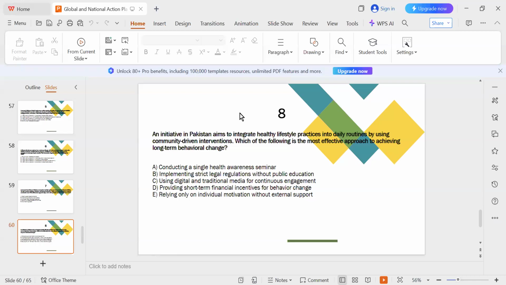A. Conducting a single health awareness seminar. B. Implementing strict legal regulations without public education. C. Using digital and traditional media for continuous engagement. D. Providing short-term financial incentives for behavioral change. Or E. Relying only on individual motivation without external support.